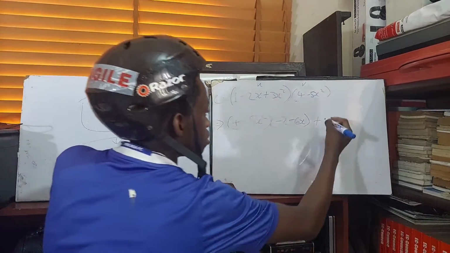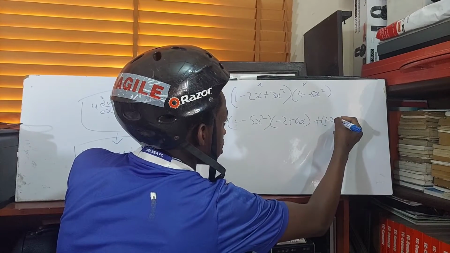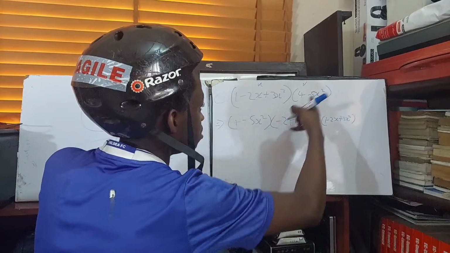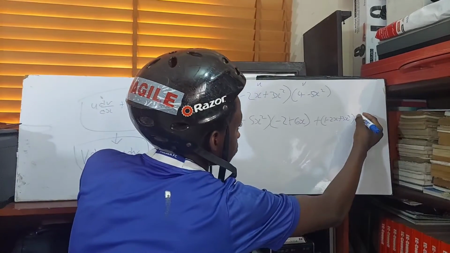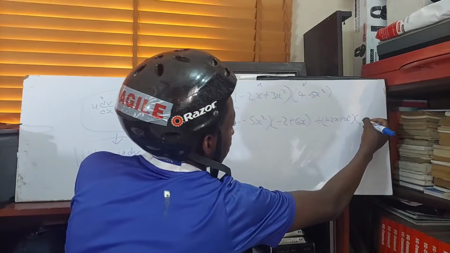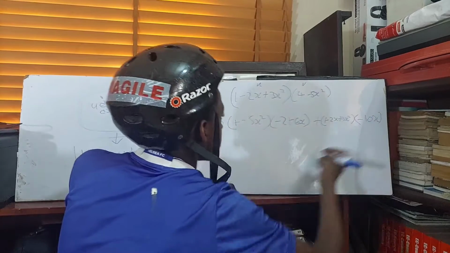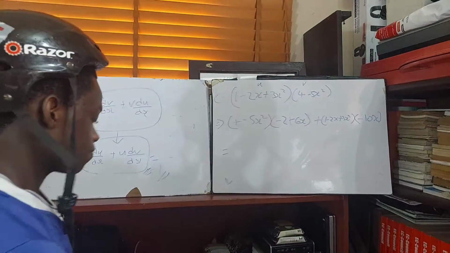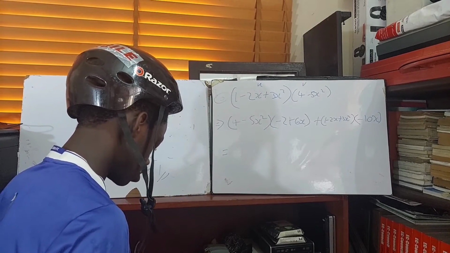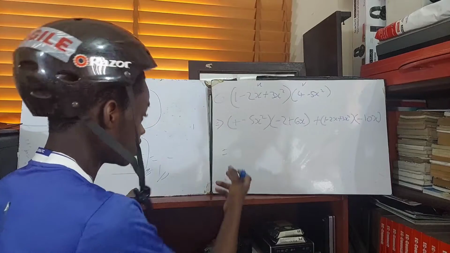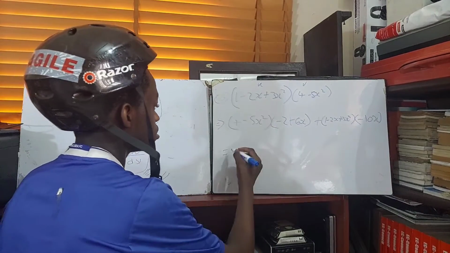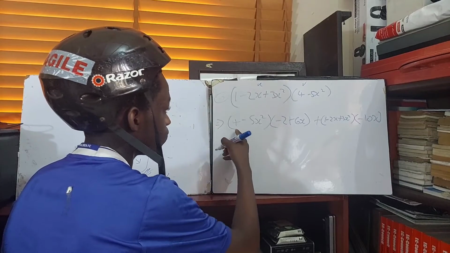So what is u? Our u is kind of long: 1 minus 2x plus 3x squared. Differentiating v is straightforward. The constant is 0, and this will now be minus 10x. You know, sometimes you can actually leave the answer like this, but I prefer to simplify it down a bit.